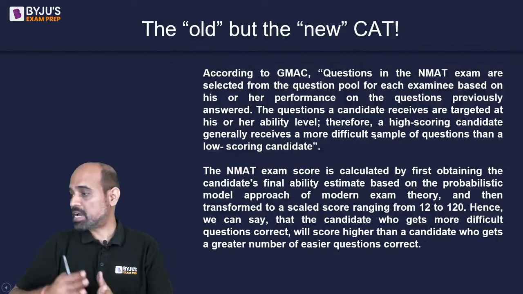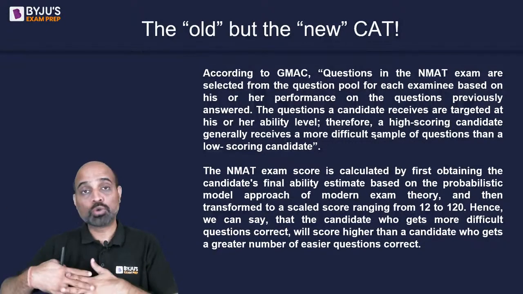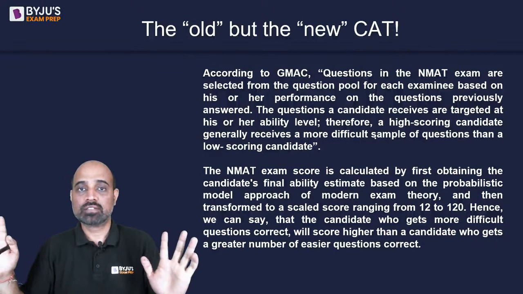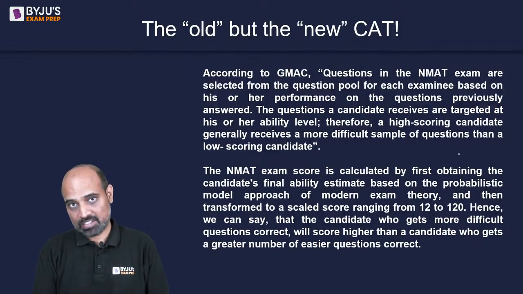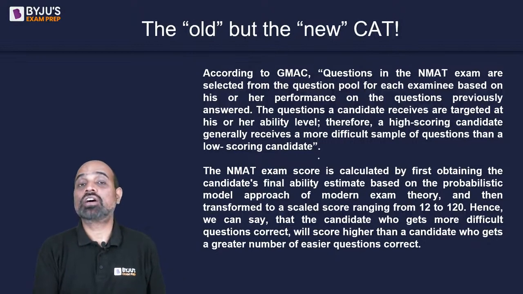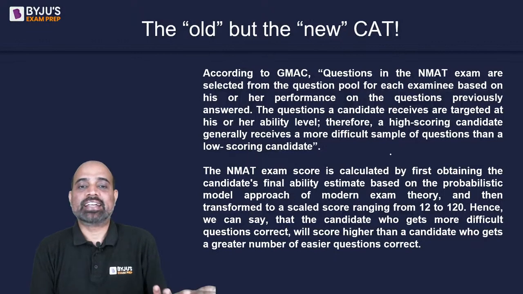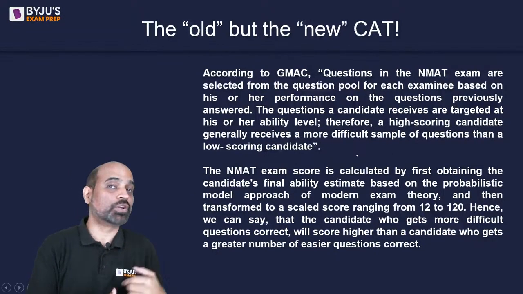You are writing the exam, a person next to you is also writing the exam, and you both can get completely different questions, okay? So the questions a candidate receives are targeted at his or her ability level. Therefore, a high scoring candidate generally receives a more difficult sample of questions than a lower scoring candidate.